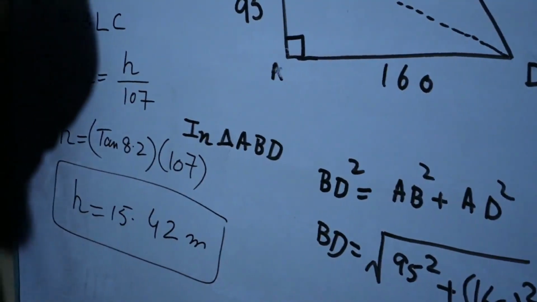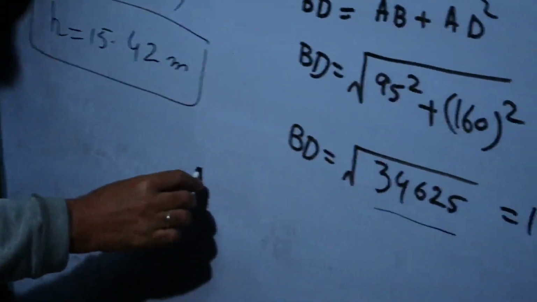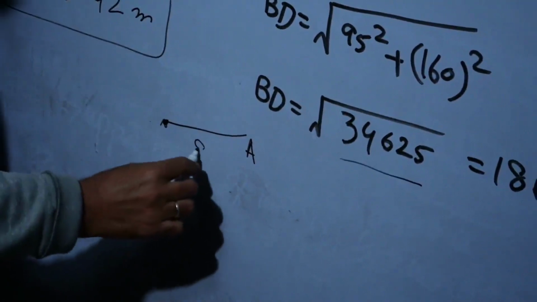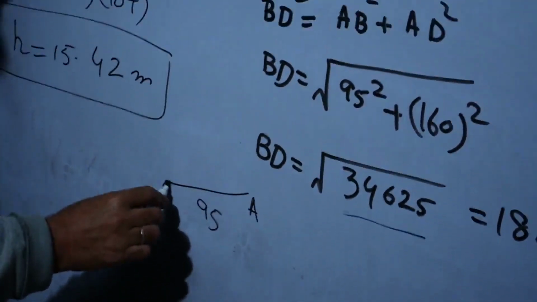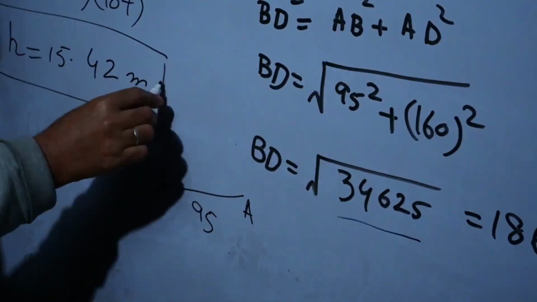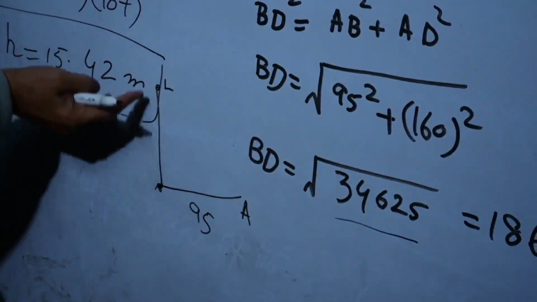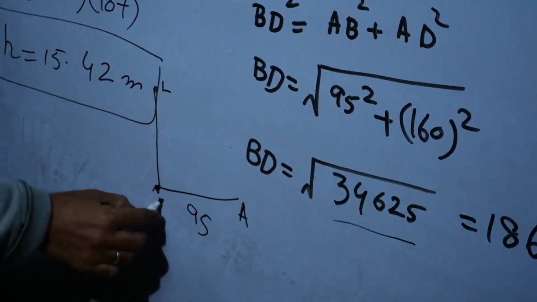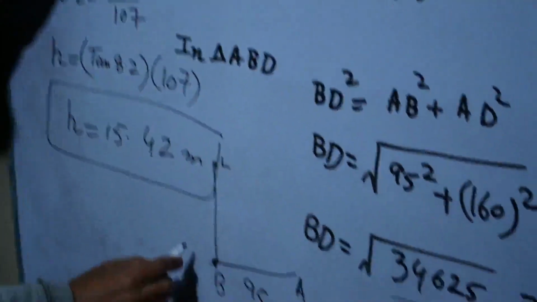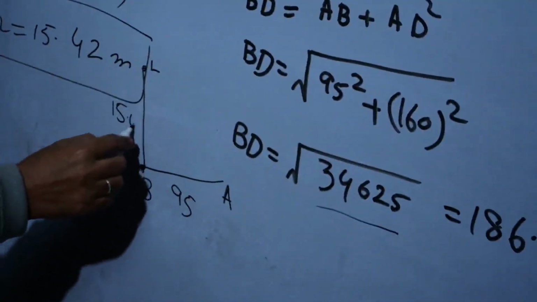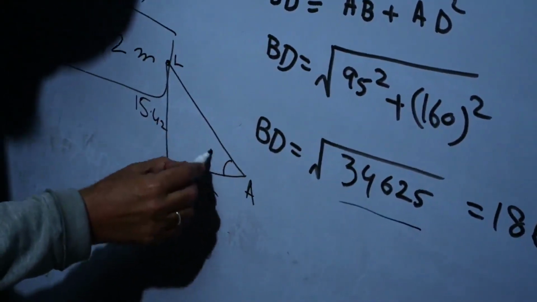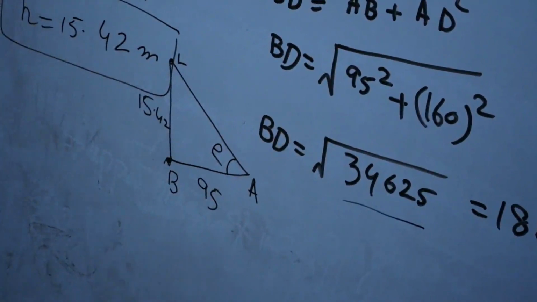Now I draw: this is B and this is A. BA is given to be 95. Vertically above B is L. There is L. This height is given. What is this height? Same height, BL. So BL is given to be 15.42. We have to find the angle of elevation from A. This is E. We have to find this E.